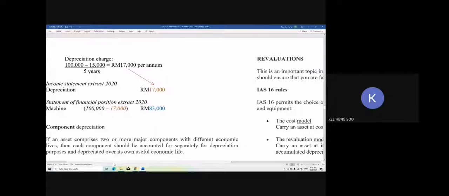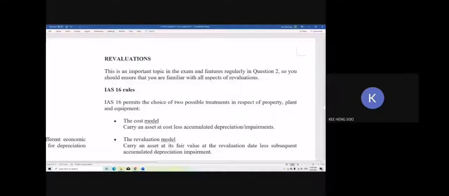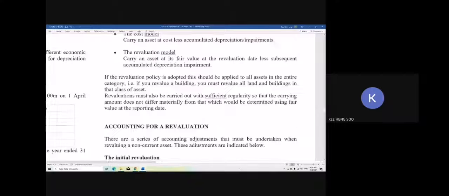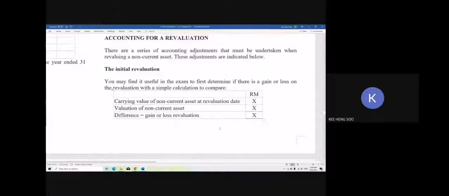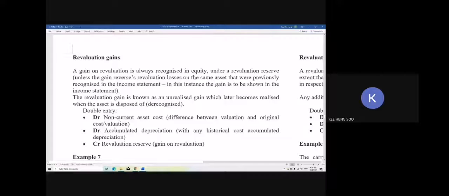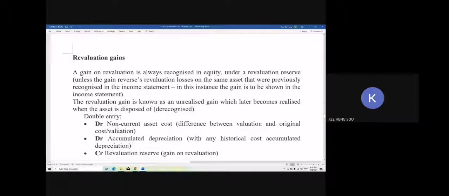Now come to revaluation. The rule is to use either the cost model or the revaluation model. Use your carrying amount minus the value of the asset. This one was discussed in the tutorial the week before last. If there's any revaluation gain, and example 7.